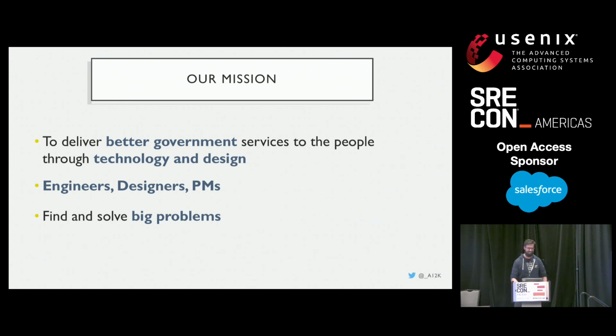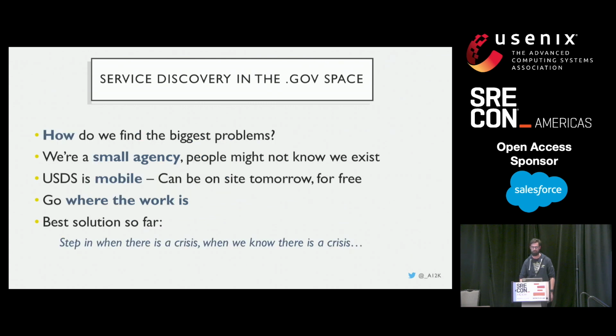So we deliver better government services to the people. We're engineers, we're designers, we're product managers, and we find and we solve big problems. So one of the problems, though, is how do we find the problems? How do we know what's out there? How do we know what crises are happening?